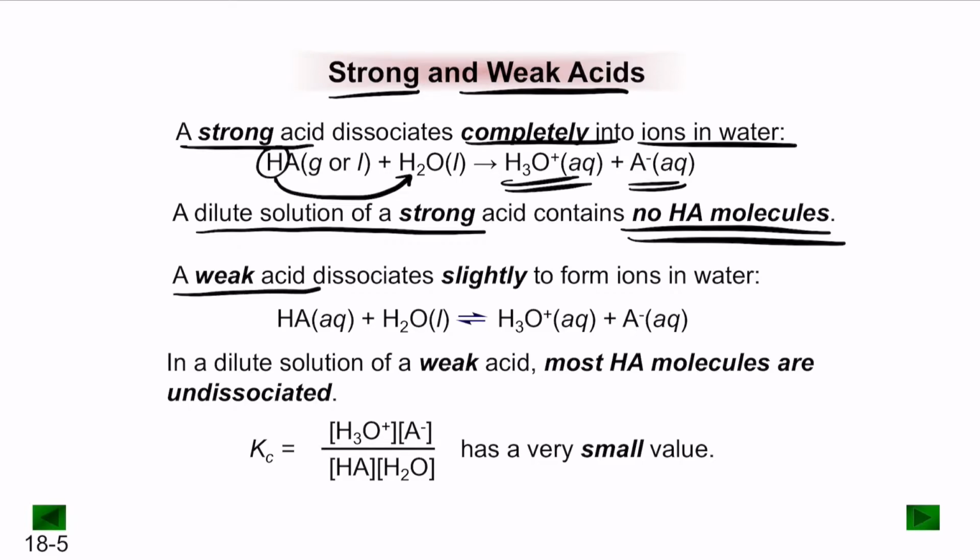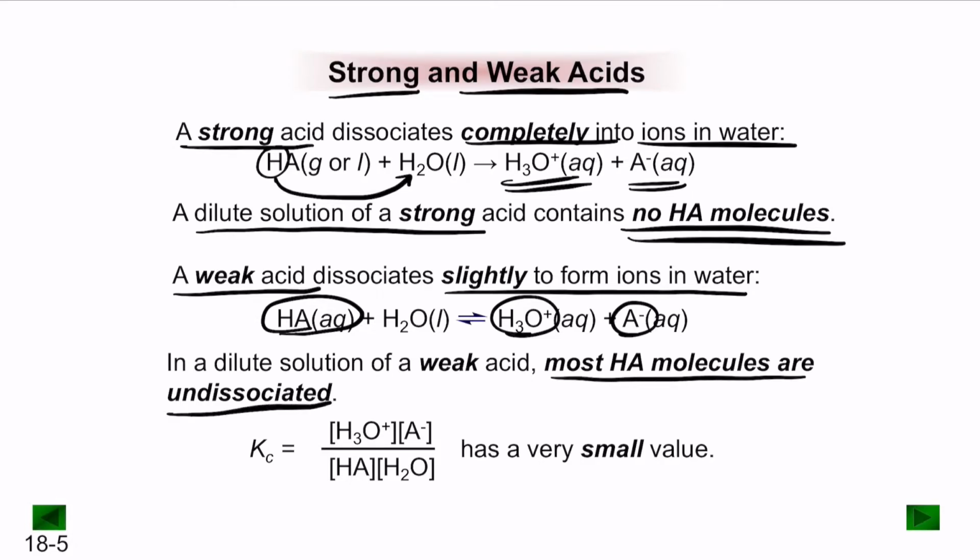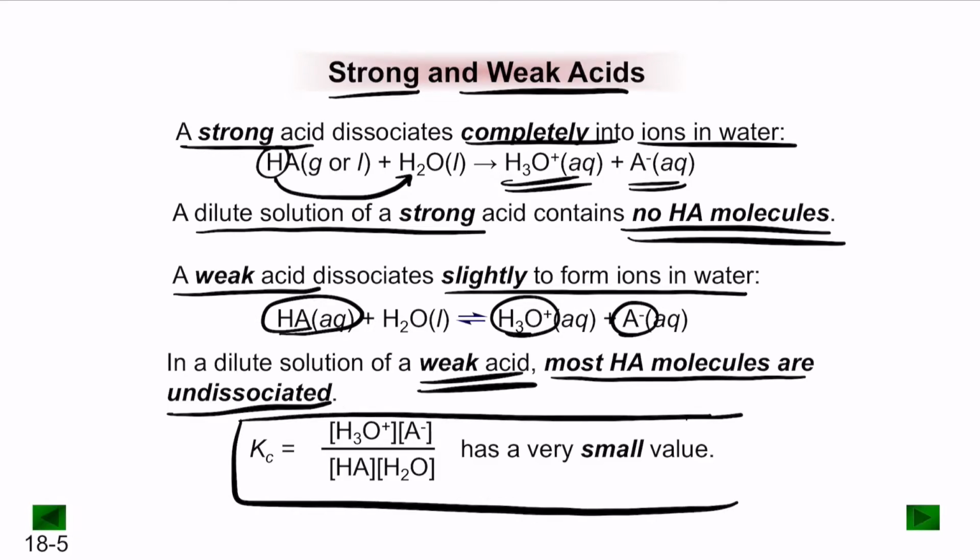Next, let's take a weak acid. A weak acid is something that dissociates slightly to form ions, which means not all of the molecules are completely dissociated. Only a small percentage of the molecules are dissociated to form H3O+ and A-. The rest of it stays as it is, undissociated. This type of acid is called a weak acid, which means the equilibrium constant here generally has a really small value for weak acids.